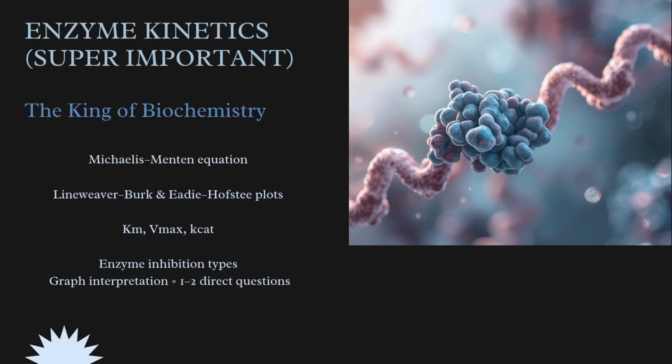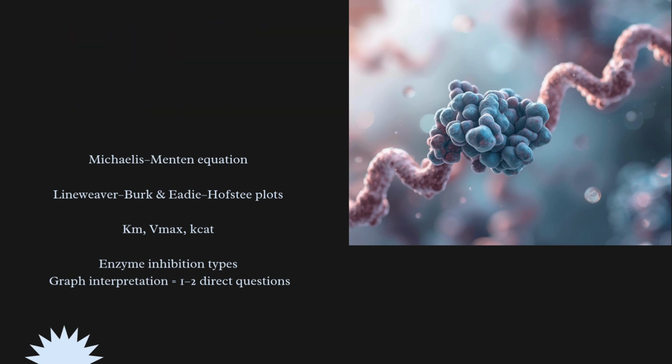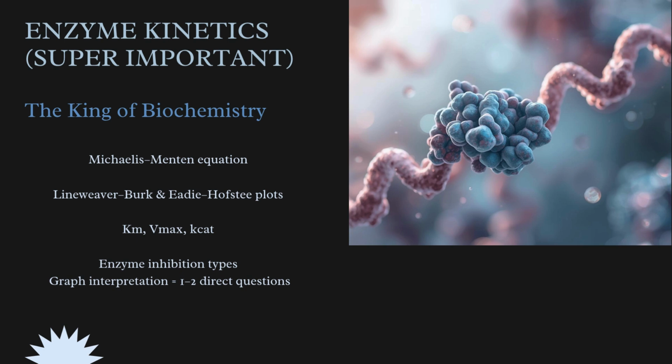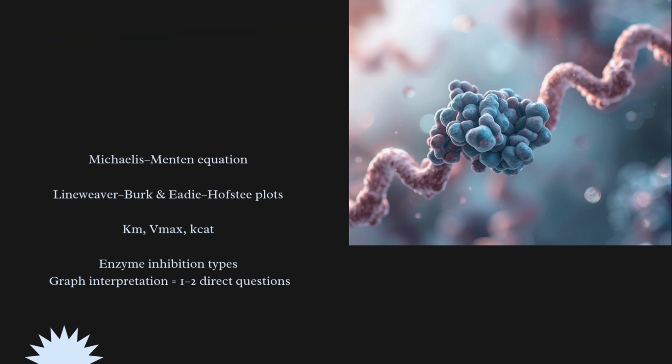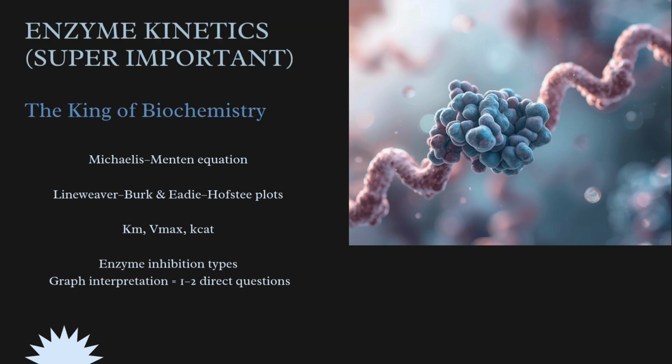Enzyme catalysis and kinetics. This is the most important section, the king of biochemistry. You cannot afford to skip this one. Study in detail Michaelis-Menten kinetics, Lineweaver-Burk and Eadie-Hofstee plots, Km, Vmax, Kcat. Types of inhibition: competitive, non-competitive, uncompetitive, allosteric regulation and feedback inhibition.